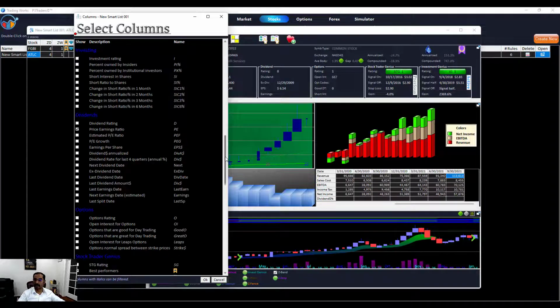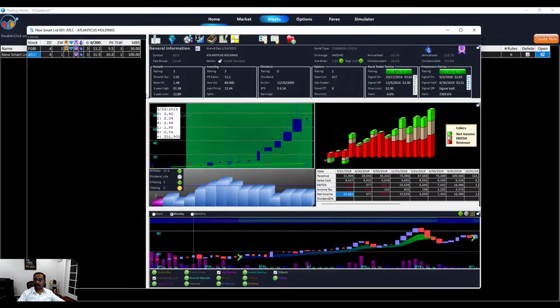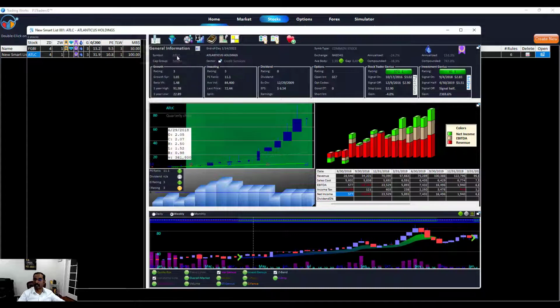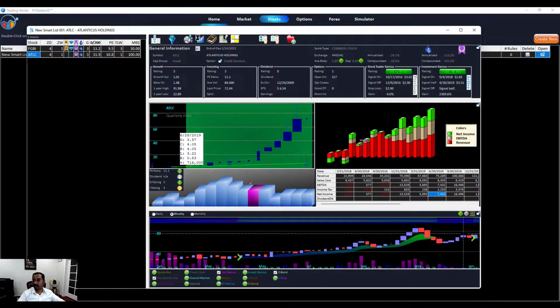So you can select what indicators you need, and you can frame the rules accordingly. Z count is nothing but the z band. So z count daily is between 1 and 5, weekly is between 1 and 2. So you can build your own rules, get the filters, and then get those stocks, review them, and act on them.